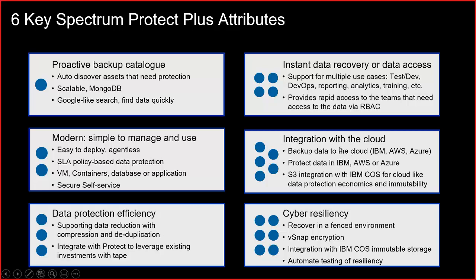Also, of course, we support integration with the cloud. Many customers in the market today need to back up to object storage in the cloud, but also request backup to public cloud like Amazon, Microsoft Azure, or IBM Cloud. This solution supports that. You can put the backup data to the public cloud or private cloud if you want. Very easy, right? And the last one is cyber resilient. We support recovery in an isolated environment, as well as vSnap encryption with IBM Cloud Object Storage. These are the six key attributes of IBM Spectrum Protect Plus. I would like to share them with all of you.